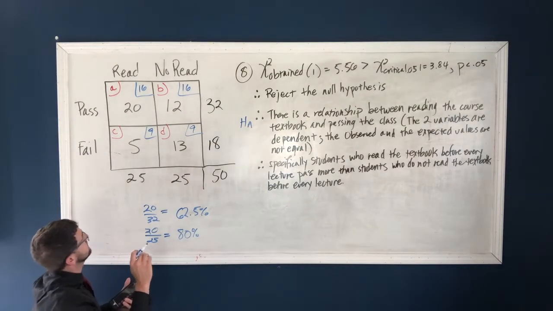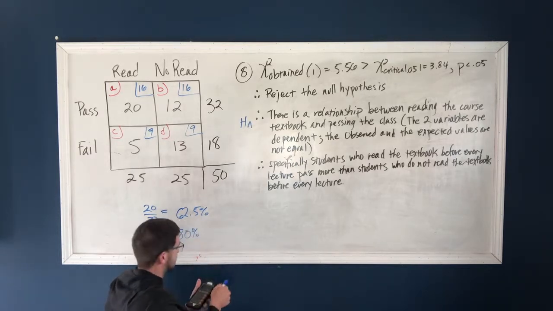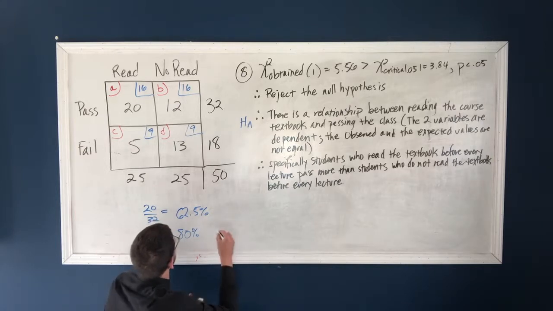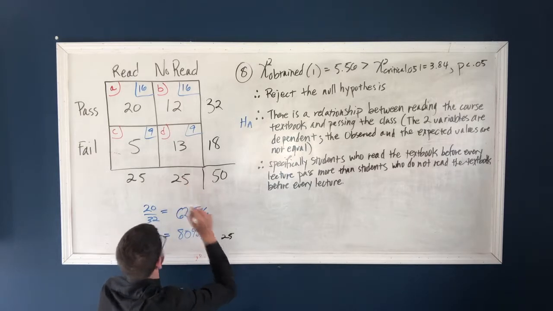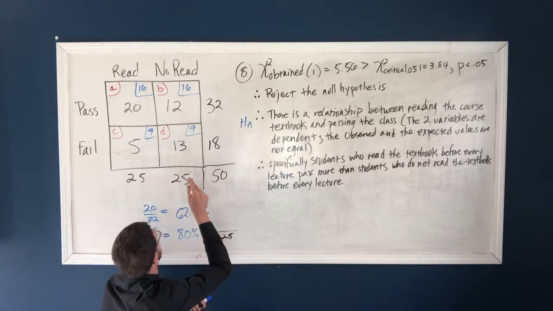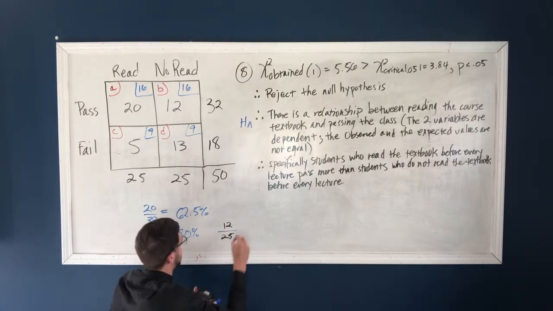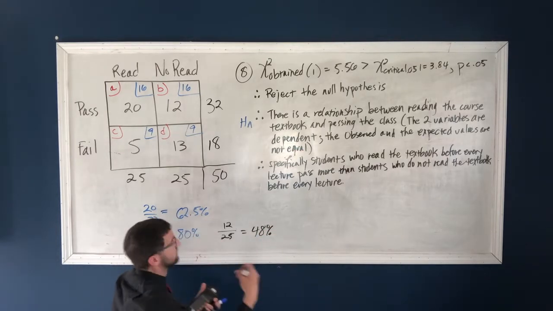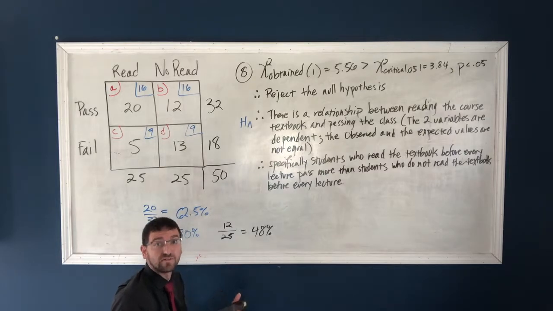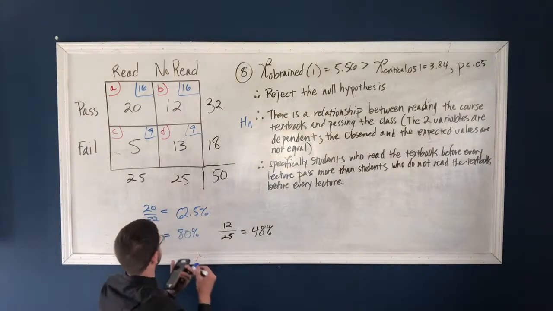Okay, and now let's compare that to the students who did not read. So 25 students did not read the textbook, and of the 25 who did not read the textbook, 12 of those passed the class. 12 divided by 25, 48%. So 48% of the students who did not read the textbook passed the class, whereas 80% of the students who read the textbook passed the class.